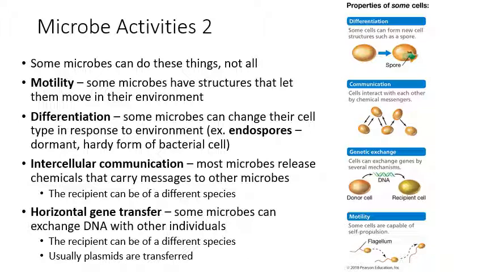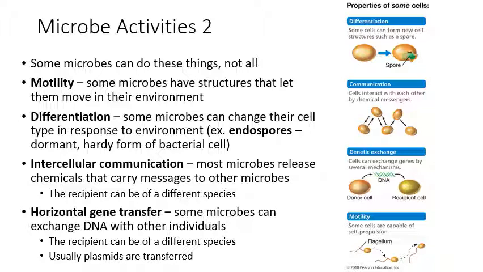Then you have intracellular communication. Actually, a whole lot of microbes, most microbes, can do some type of intracellular communication. That would be communication between different cells. So microbes can communicate to other microbes that are around them, either of the same species or even of a different species that they're living in community with. There are different ways that this can happen, but in general, the microbe would release some type of chemical that is going to carry that message to other microbes in the local environment, and those microbes will have a receptor that can bind that chemical message.